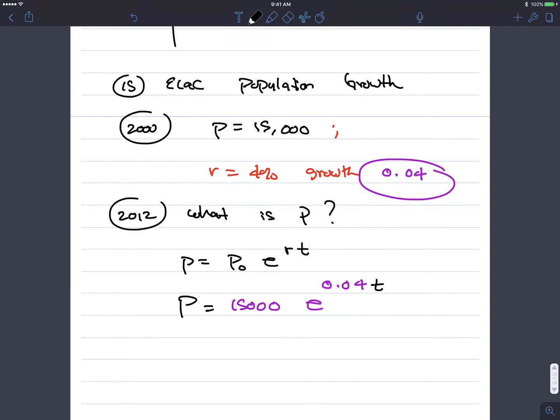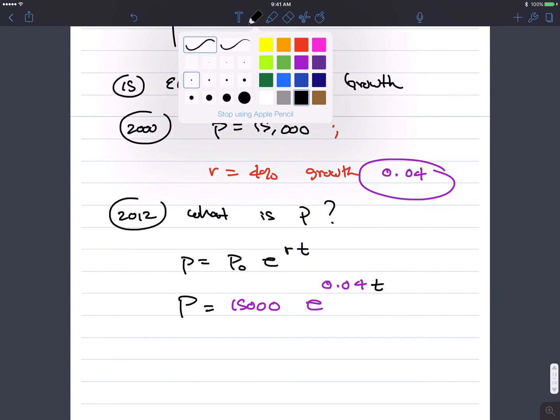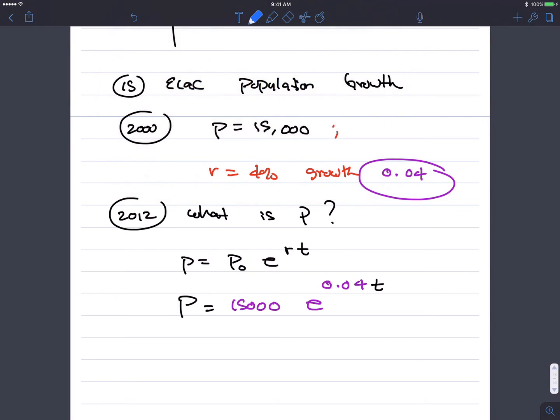Well, this is what we've got to figure out. Notice what they said to us. Here's the key. In year 2000, we had 15,000 students. 12 years later, we have to find the number of students. In year 2000, we start the clock. This is when T is 0.